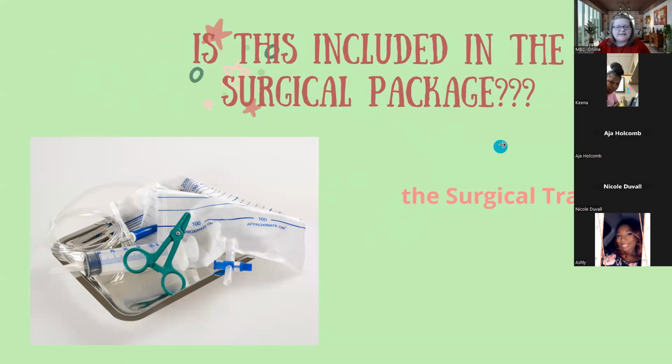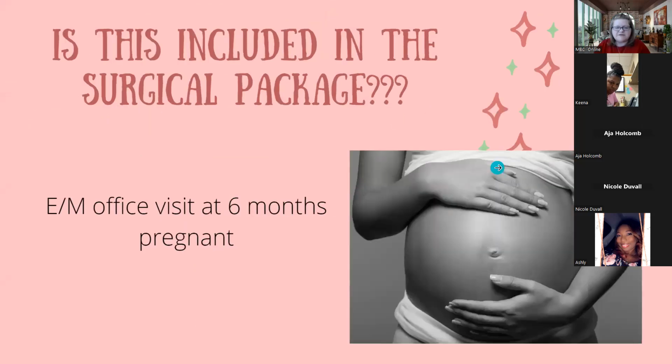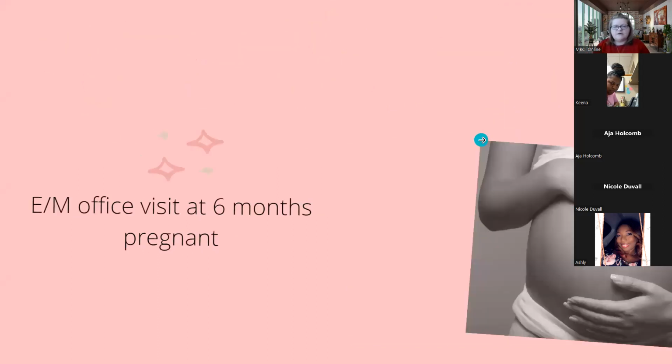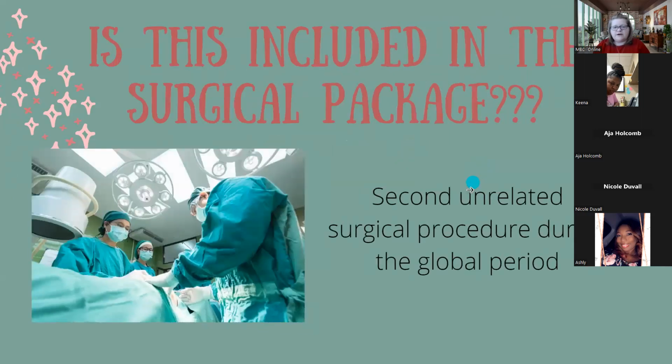So you'll go through, and it's not a ton of them, guys. Maybe like an E&M office visit for 6 months pregnant. Is that included in the surgical package for labor and delivery and things like that, right? Second unrelated surgical procedure during the global period. But reading through chapter 13 will give y'all a better idea of what is and what is not and why, okay? And like I said, you're going to see that in your labs.